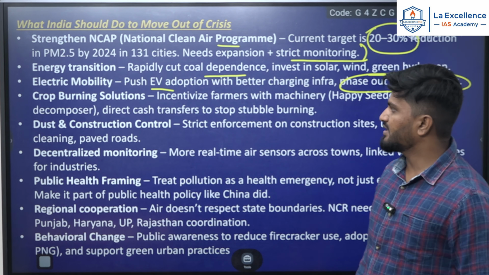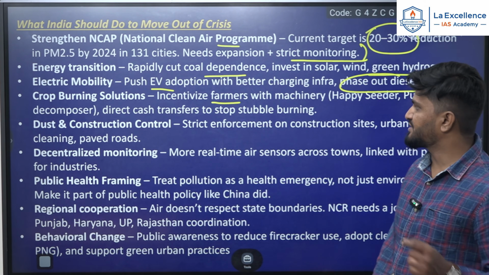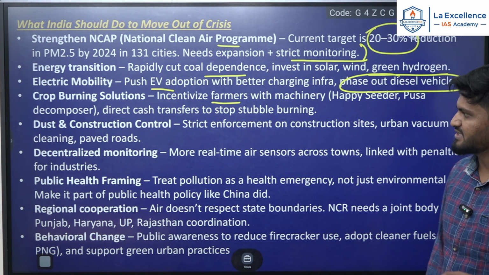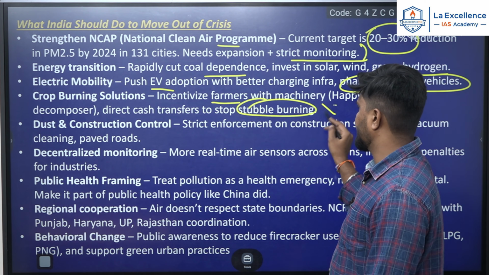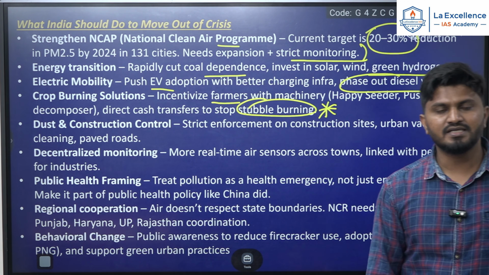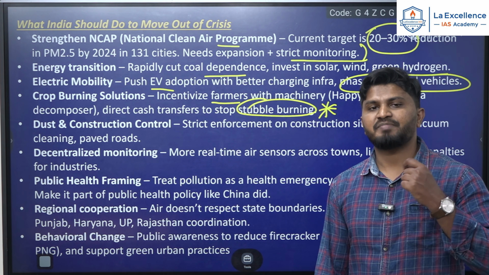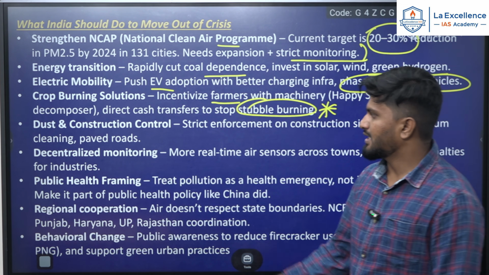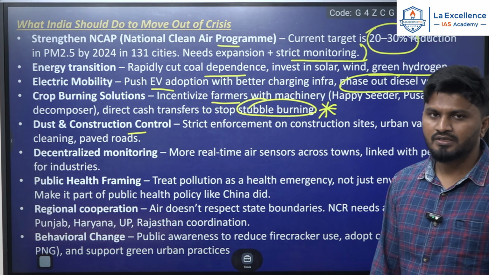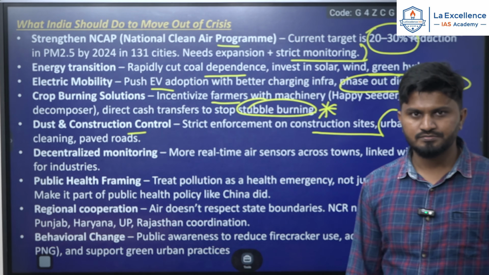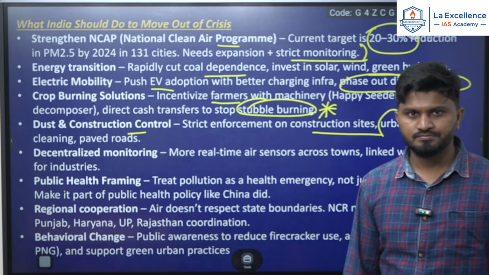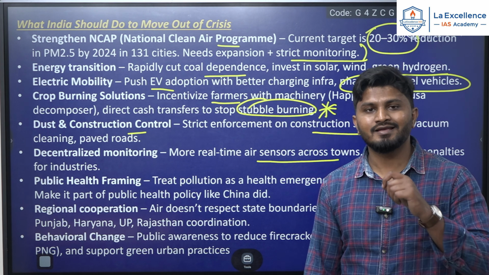Next is crop burning solutions, that is incentivize farmers with machinery such as the happy seeder, pusa decomposers, and direct cash transfers to stop the stubble burning. One of the major reasons behind Delhi's pollution is the stubble burning which is practiced across Punjab and Haryana. Next, dust and construction control. There should be strict enforcement on construction sites, urban vacuum cleaning and paved roads. Next, we could focus on decentralized monitoring. More real-time air sensors across the towns, linked with penalties for industries, implemented in spirit, not just in letter.